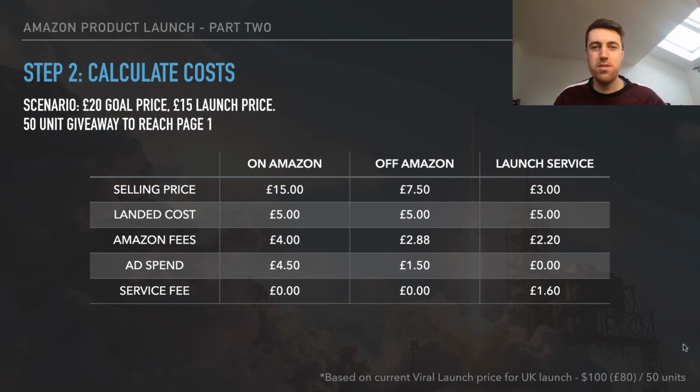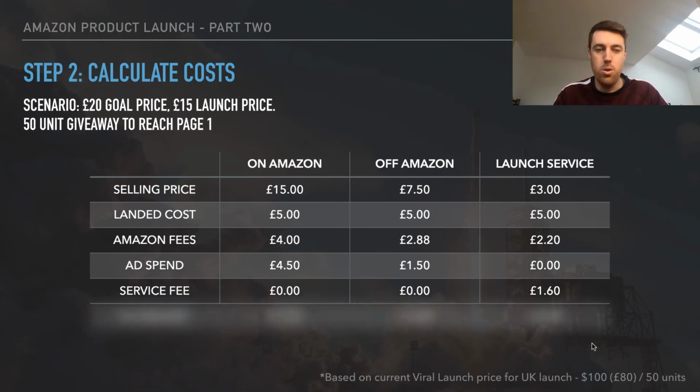Give away more units and your cost per unit for the launch service goes down, but you're then giving away more units. Also, the launch price in the US is much higher, around $400. And also, if you're launching in the European markets right now, at time of going to press, that is actually free on Viral Launch. So again, that's going to be a variable in that, but this is just really to try and give you an example to help you make the calculations yourself.